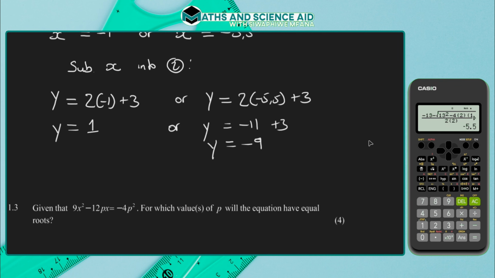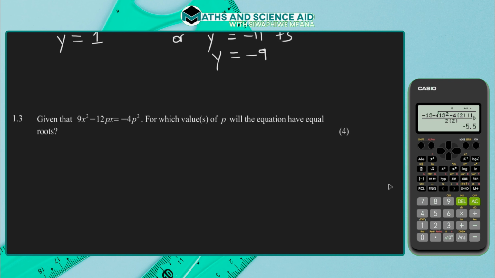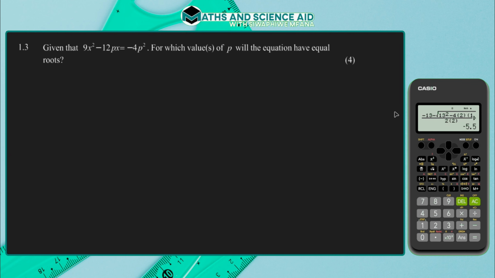And now let's move on to the next one. Well, in fact, the last one. 1.3. So this says given that 9x squared minus 12px is equal to negative 4p squared, for which values of p will the equation have equal roots?